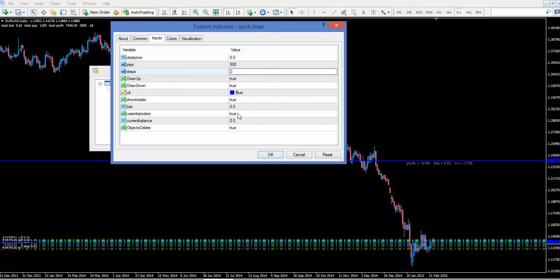If you don't want your initial orders to be considered, just set to false, and all the numbers will be positive because it won't know which direction you are. Current balance, I'm going to take that out. Object delete: all that does is delete the objects when you remove the indicator, or leave them, just depending on you.